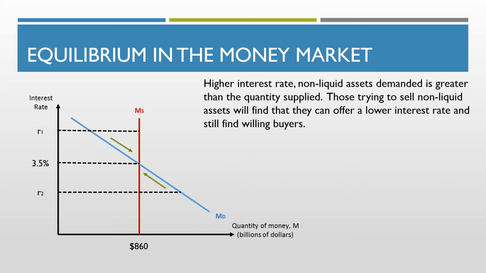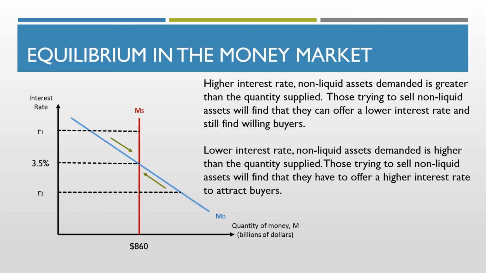So as a result, there is a direction change. The interest rate will keep going up until some point it will stop. Ultimately, the intuitive idea here is that with high interest rates, the non-liquid assets demand is greater than the quantity supplied of money, and that's why the interest rate will slowly decrease. And when the interest rates are lower in the economy, the non-liquid assets demanded is higher than the quantity being supplied, and that's why it's driving the interest rates up and slowly moving towards this equilibrium in the money markets.